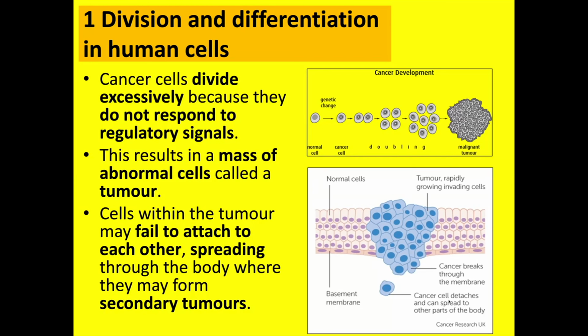And in a way, cancer cells are not too different from normal cells. The main thing is they are not responding to our normal regulatory signals. Those are signals which will tell the cell, hold on, you're dividing a little bit quickly, so let's slow down a bit. But the cancer cells ignore or do not respond to those regulatory signals and therefore begin to divide excessively. Now, the result of that is a mass of abnormal cells, which we call a tumour.